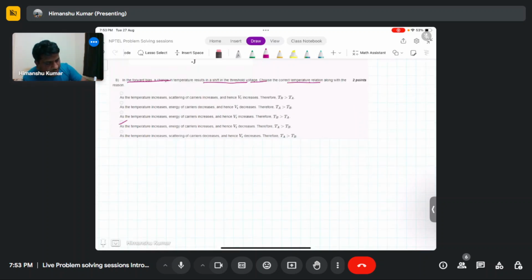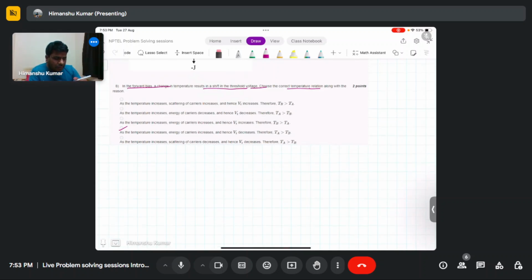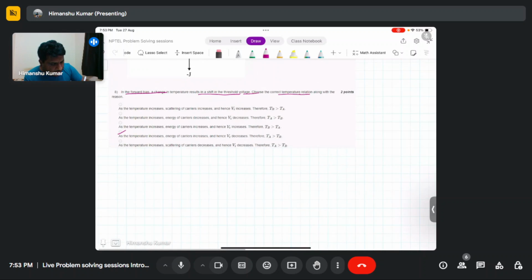As the temperature increases, the scattering of charge carriers increases. This is not the correct answer. As the temperature increases, the energy of charge carriers decreases. This is wrong; the energy of charge carriers increases. As the temperature increases, the energy of charge carriers increases, hence VT increases. This is wrong. As the temperature increases, the energy of charge carriers increases, hence VT decreases. Therefore, Ta is greater than Tb. This is the correct choice. And the last one: as the temperature increases, scattering of carriers decreases, and hence VT decreases. This is wrong.